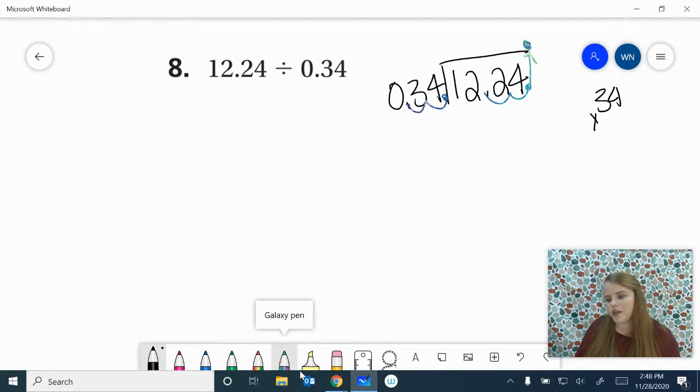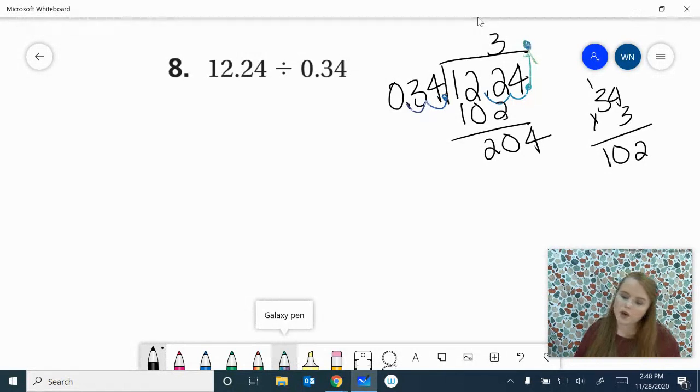So let's try running out of room over here. 34 times 3. 3 times 4 is 12. 3 times 3 is 9 plus 1 is 10. That's as close as we're going to get. So 122 divided by 34 is 3. 3 times 34 is 102. Let's subtract. We get 204. Oh my goodness. Let's count by 30s. 30, 60, 90, 120, 150, 180, 210.